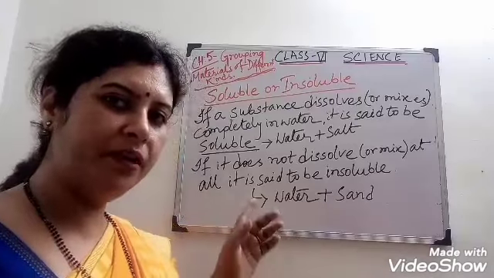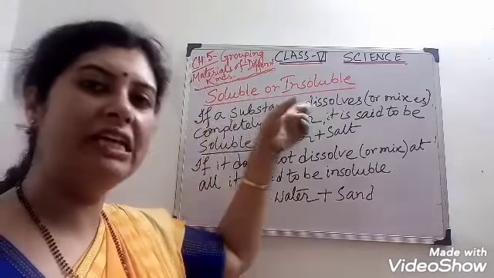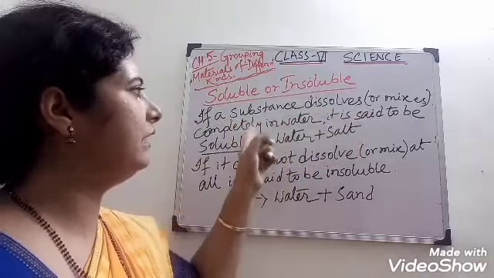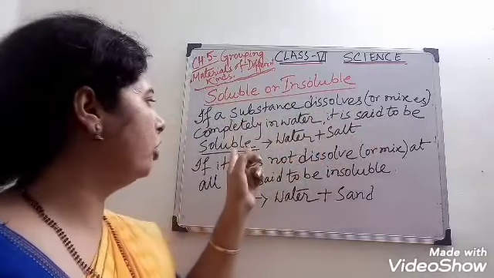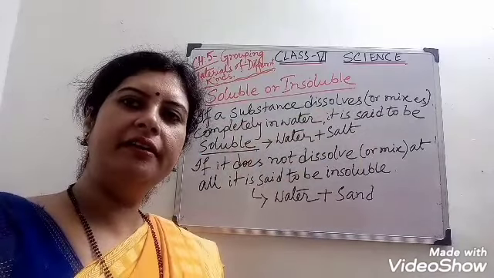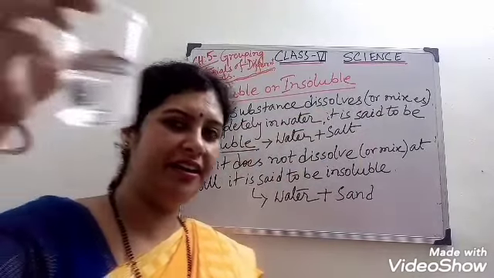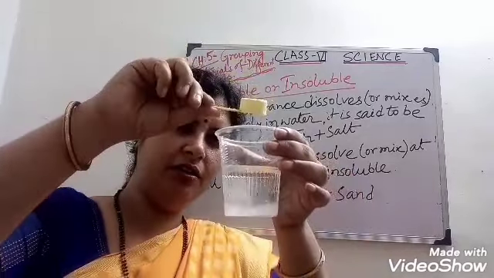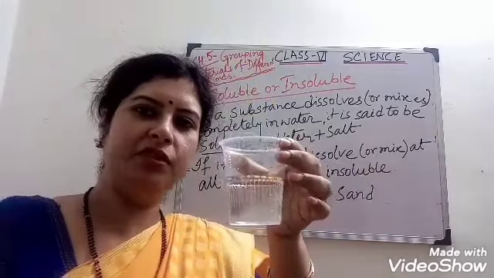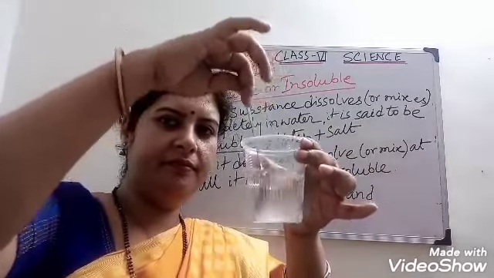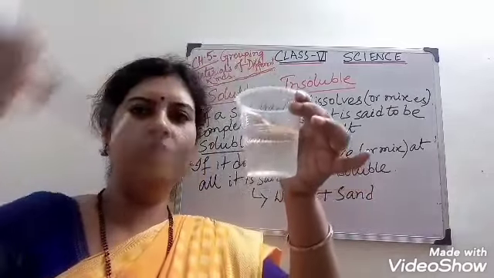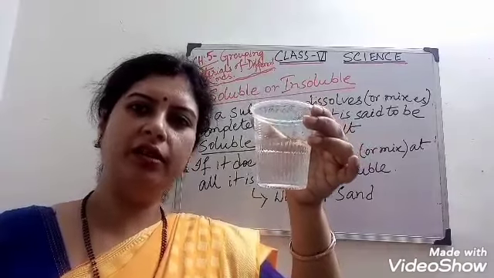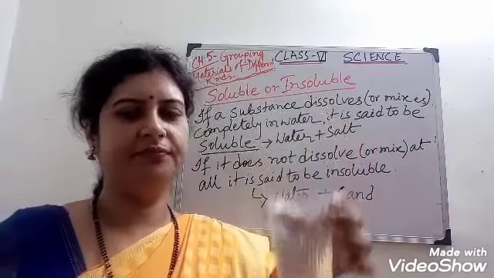Now our third property is soluble or insoluble. If a substance dissolves or mixes completely in water, it is said to be a soluble substance. Here the example is water and salt. Here I am taking a glass of water and I am going to add some salt. Now I am stirring it, and you observe the salt, soon it disappears. So we can say salt is a soluble substance.